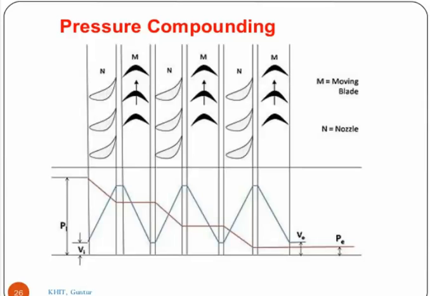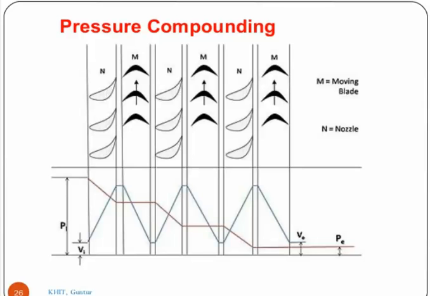Now, what are the effects of this? We can see that the total pressure drop of the steam does not take place in the first nozzle, but is split equally between all the nozzle rings in the arrangement. The effect of absorbing the pressure drop in stages is to reduce the velocity of the steam entering the moving blade, by which you can see that the velocity entering increases, for some portion it dwells, and again it decreases.